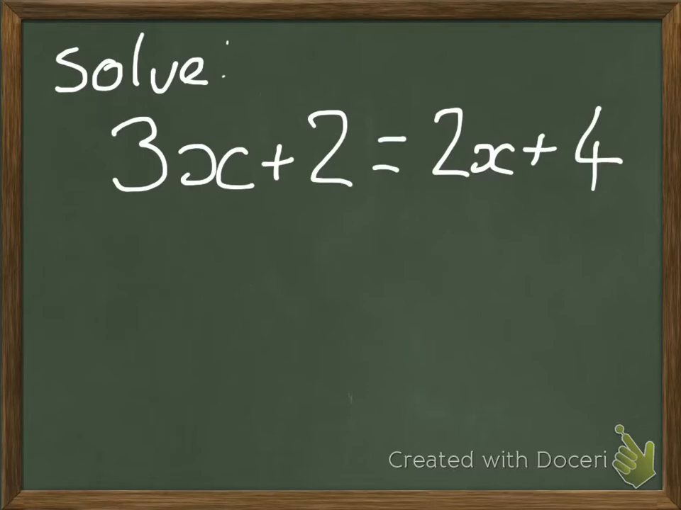So in this question, the x's are on both sides of the equation, which makes it a little bit trickier. Try to use either method 2 or method 3 and see if you can use those rules to help you work out the answer to this question.